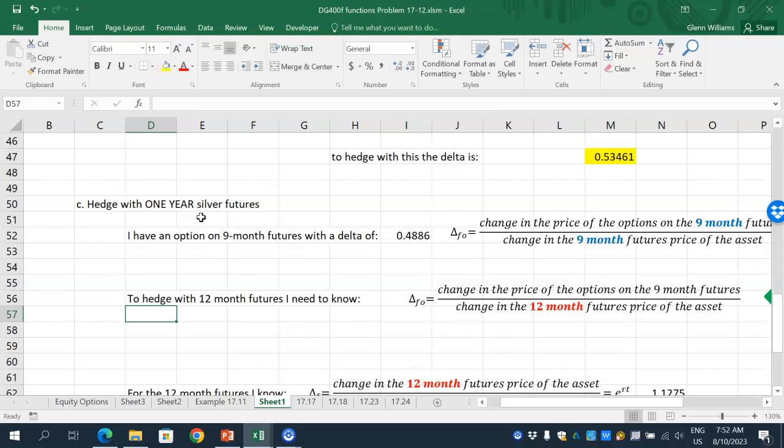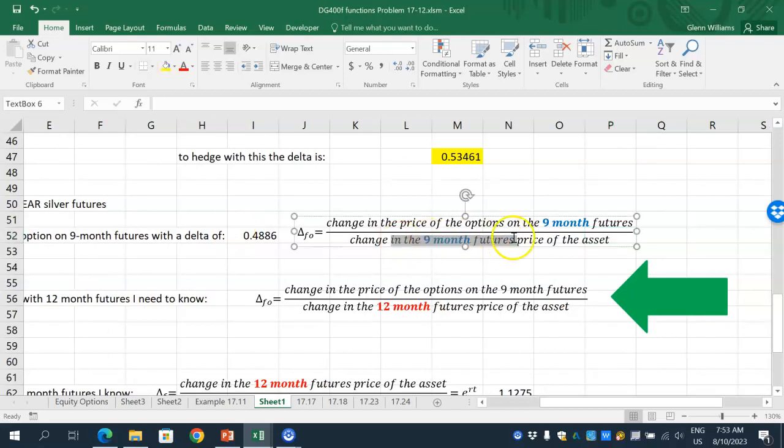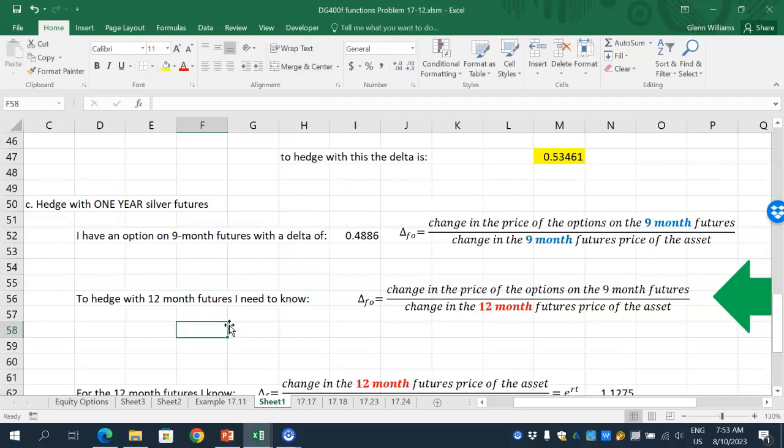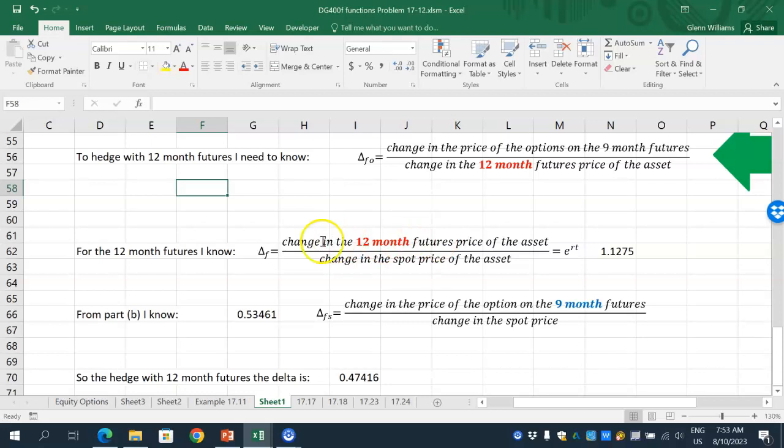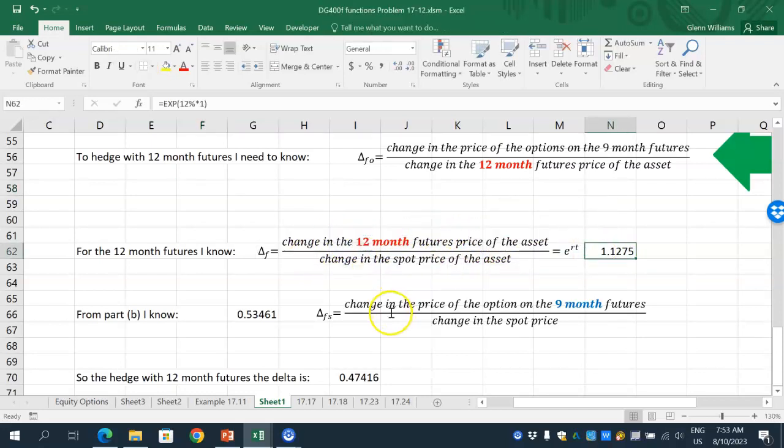All right, so we've got an option on the 9-month futures. We know that delta. Again, it's the change in price of the option on 9-month futures relative to the 9-month futures price. We can calculate the delta of the 12-month futures, right? And that's just here. The 12-month futures price relative to the spot price is just e to the RT. Okay? We know the delta of the futures contract.